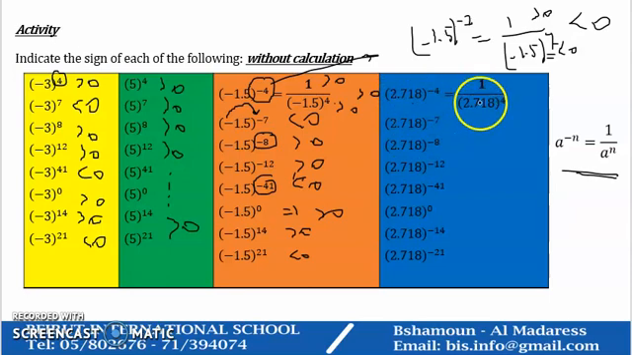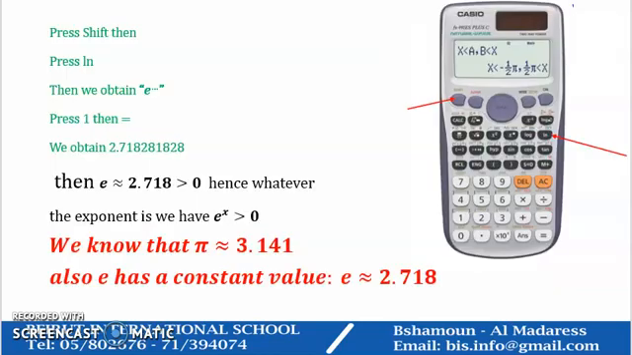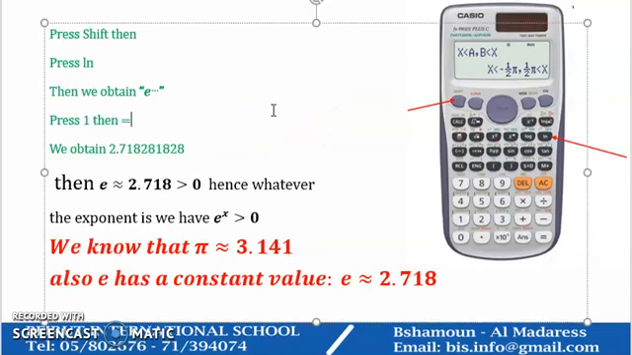2.718 exponent minus 4 equals 1 over 2.718 exponent 4. This is positive. I notice here that all the terms are positive. Why is that? Since the base is positive, it doesn't matter if the exponent is even, odd, negative, positive. Since the base is positive, then the answer is positive.